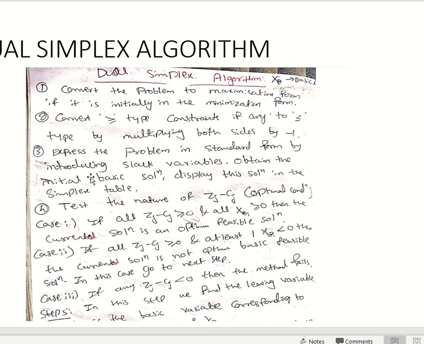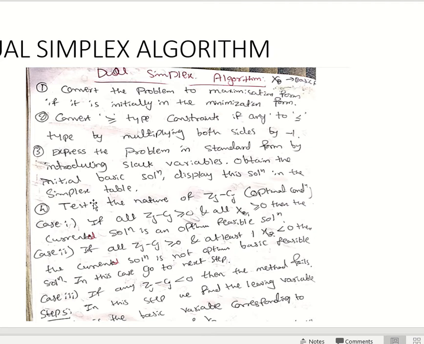Now the third step, express the problem in standard form by introducing slack variables, that is s1, s2. We introduce the slack variable for a less than or equal to inequality, as we have discussed from the beginning itself. Now obtain the initial basic solution and display this solution in the simplex table.